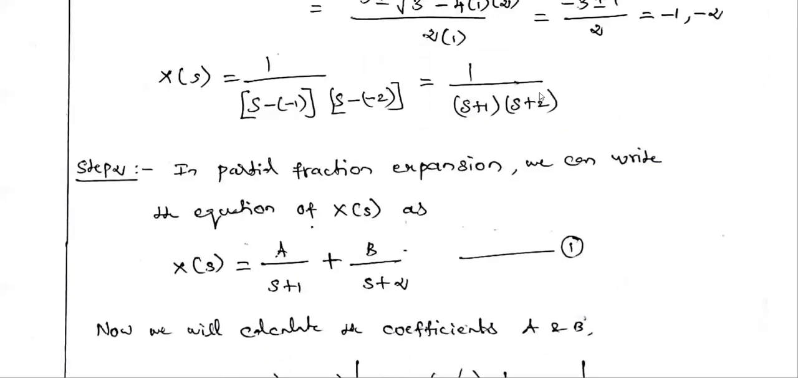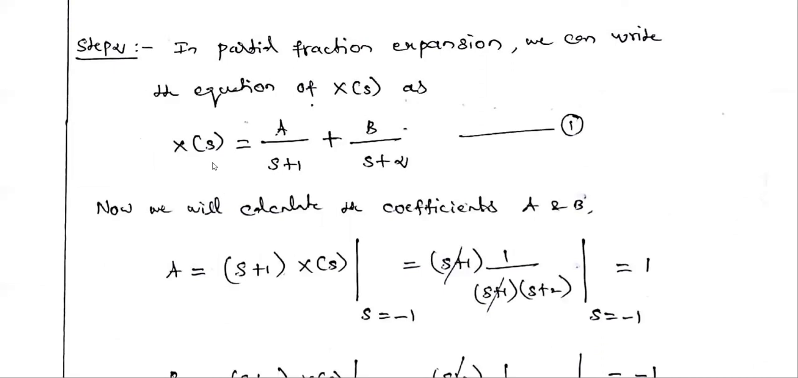After factorizing, the second step is to use the partial fraction expansion. Using partial fraction expansion, we split this x of s function into a sum of single order functions. So x of s can be written as the constant A divided by s plus 1, plus the constant B divided by s plus 2. After writing this, we have to find the partial fraction coefficients A and B.